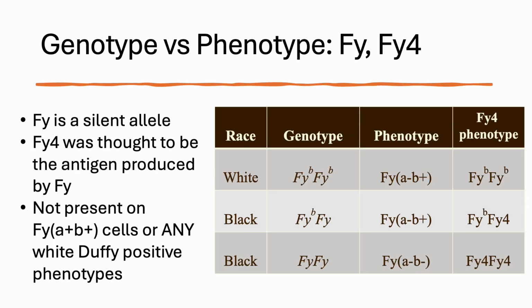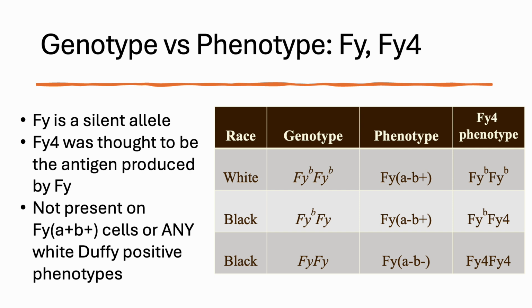This slide highlights the differences between what a person inherits genetically, the genotype, versus what is actually detected on the red cells, which is the phenotype. I'll start off by saying that FY4, Duffy4, is obsolete. This is what is thought to be happening with that antigen.